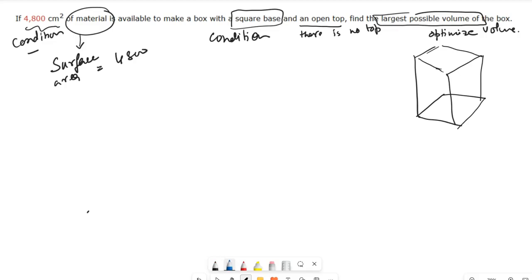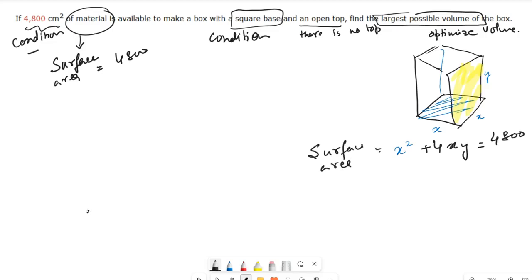So they said the base is square. That means this length and this length are the same, and let's say this length is y. Okay. So let's actually find the surface area. The base's surface area is x². Let's draw one of the walls. The wall's area is xy. And how many walls do we have? 4 walls, so 4xy. This is the total surface area, which is given as 4,800.